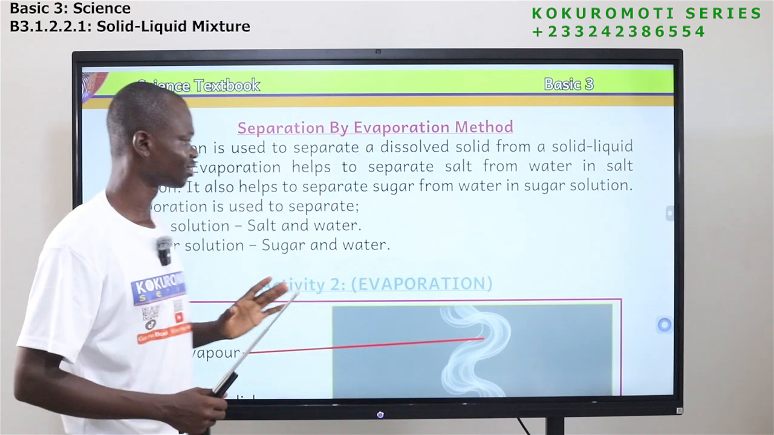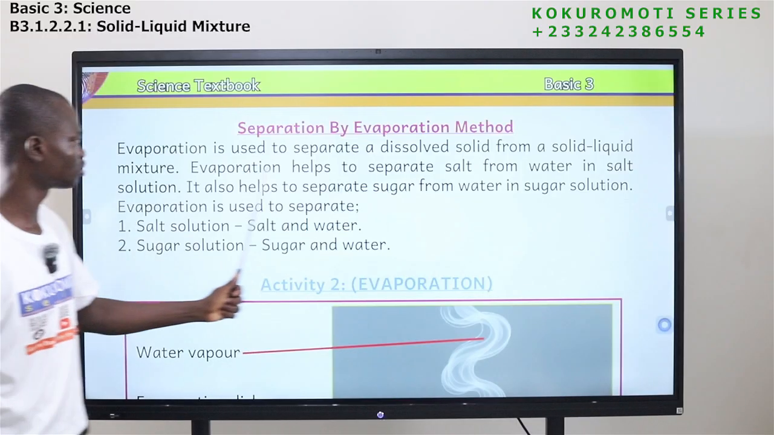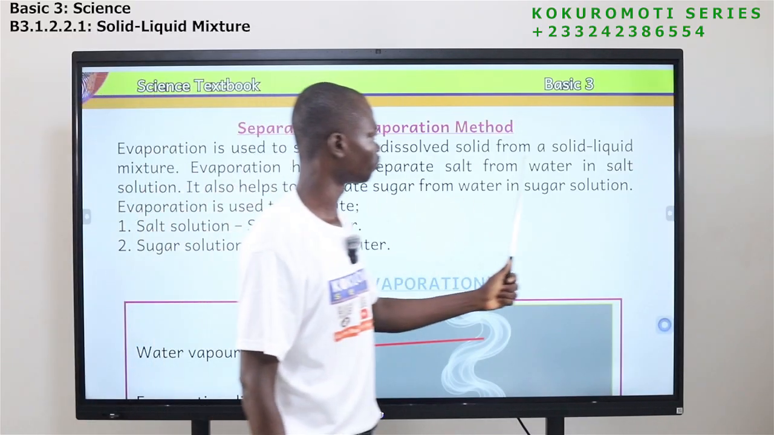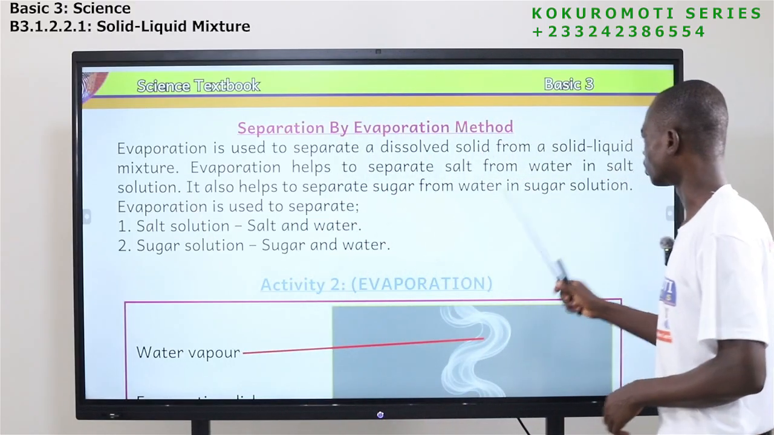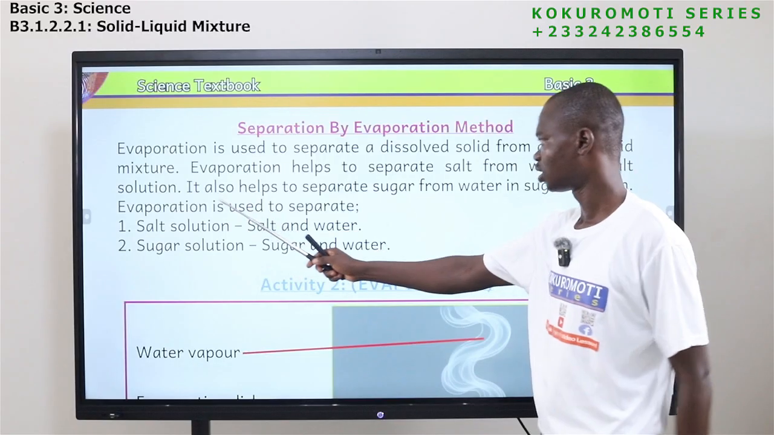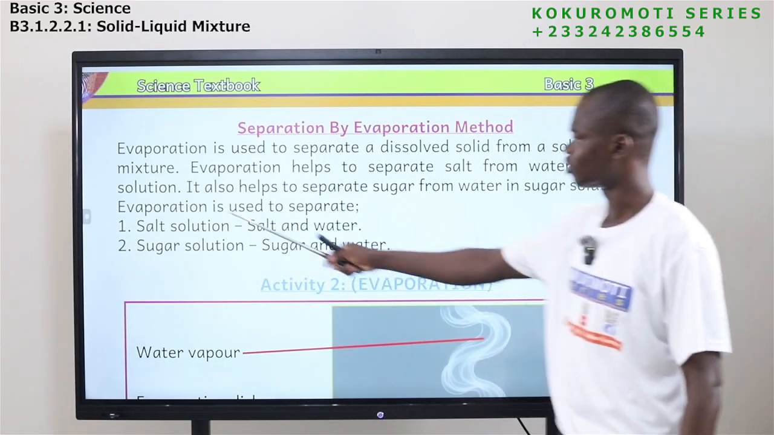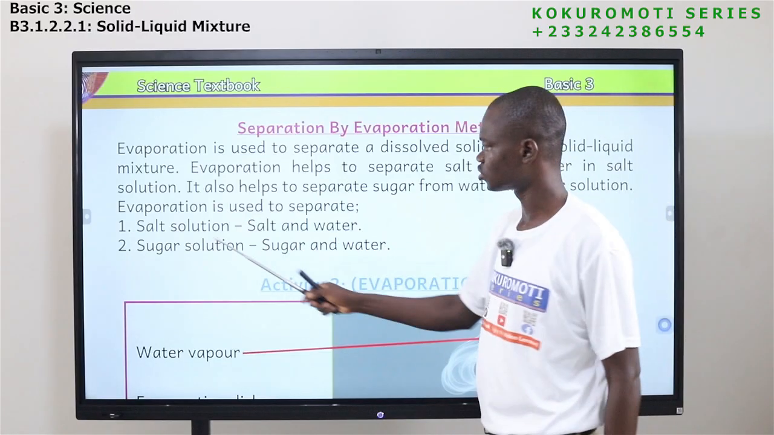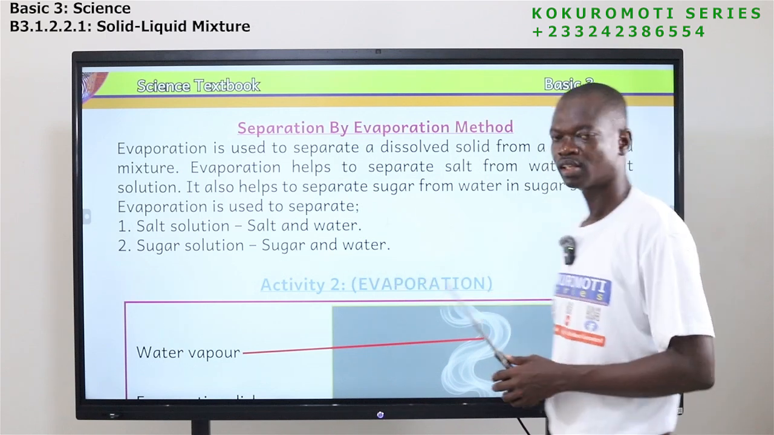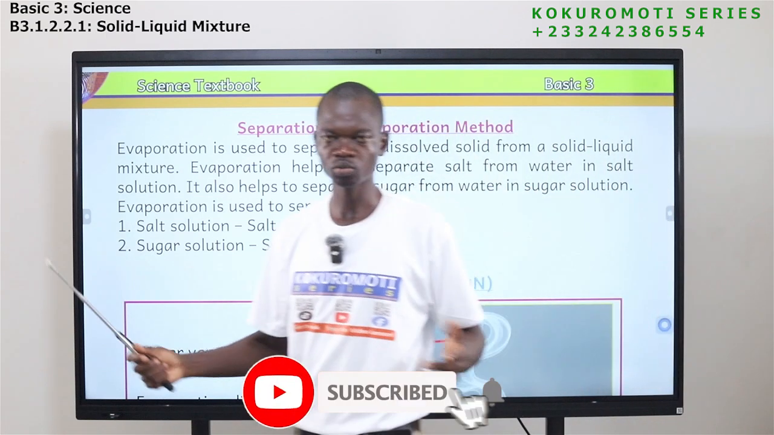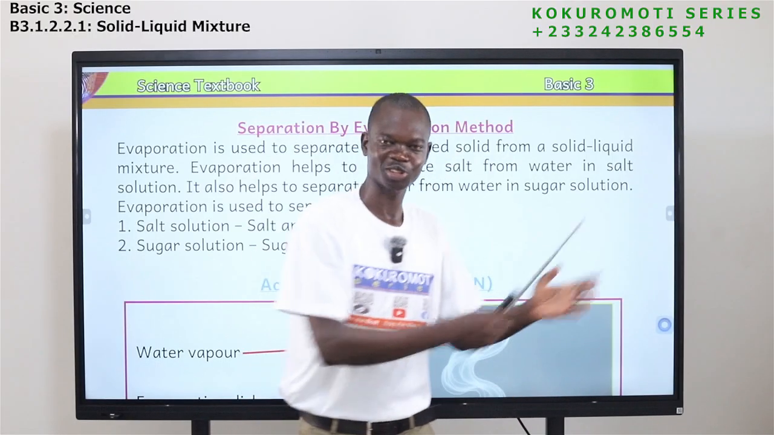So we are going to look at it. Now let me read this. Evaporation is used to separate a dissolved solid from a solid liquid mixture. Evaporation helps to separate salt from water in salt solution. It also helps to separate sugar from water in sugar solution. Evaporation is used to separate salt solution, that is salt and water, sugar solution, that is sugar and water. Let me tell you this. If you mix water with salt, we call it salt solution.